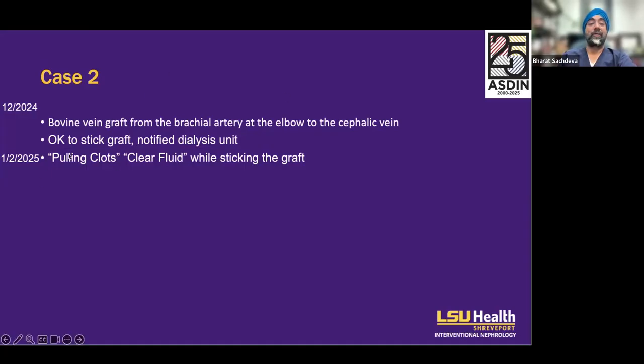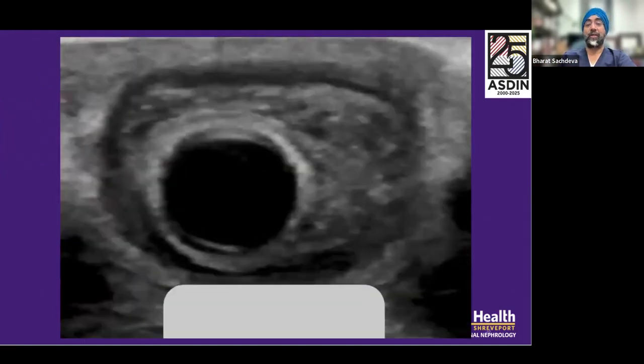There's another patient that we just recently saw who had a vein graft placed. And when they started cannulating about a month later after the graft was accessed, they were pulling clots and sometimes they were pulling clear fluid around that graft. When you palpated the graft, it feels really good. Auscultated the graft, there is good flow around the graft.